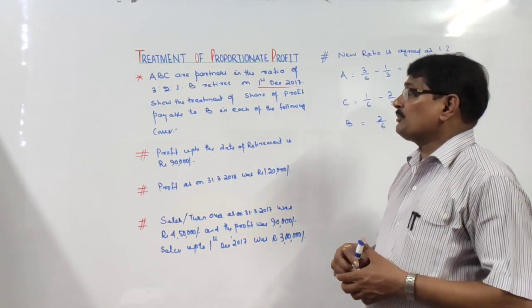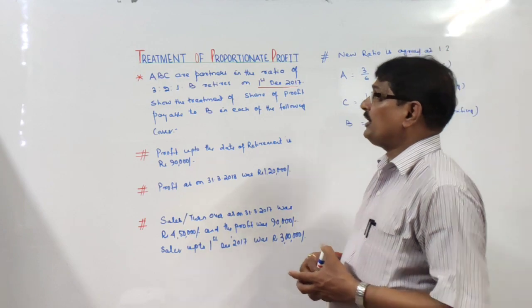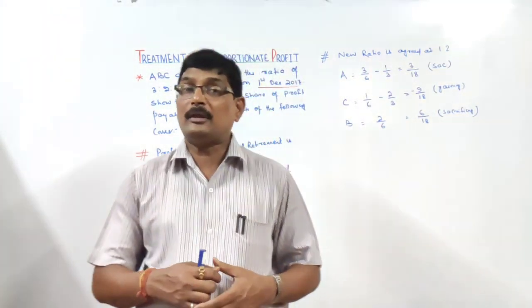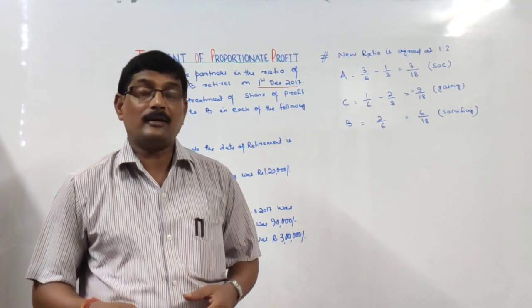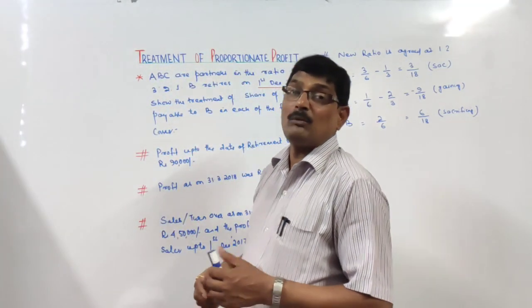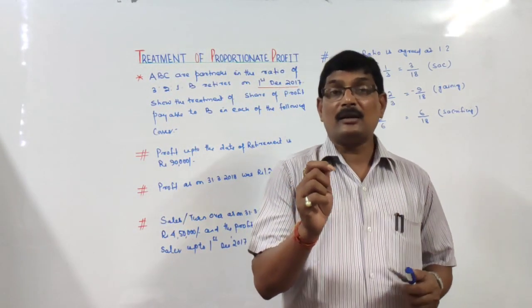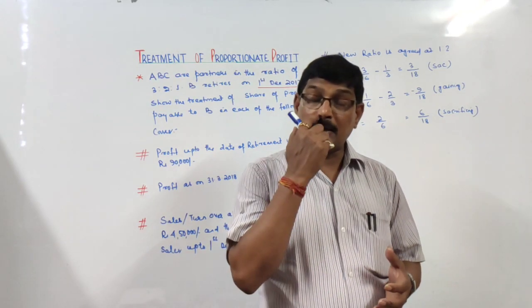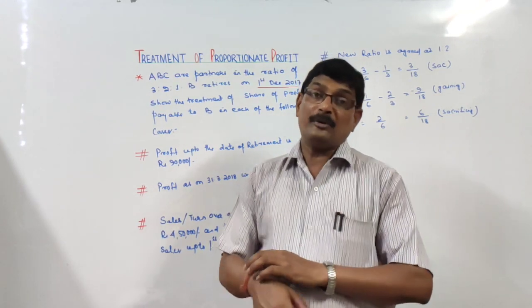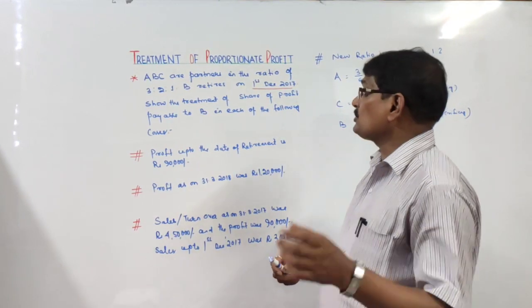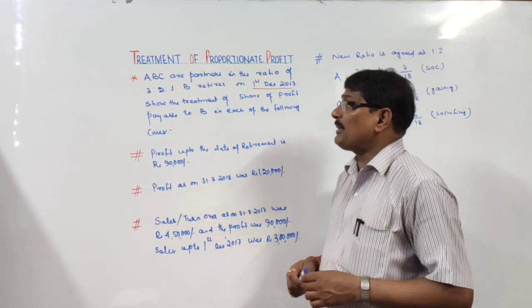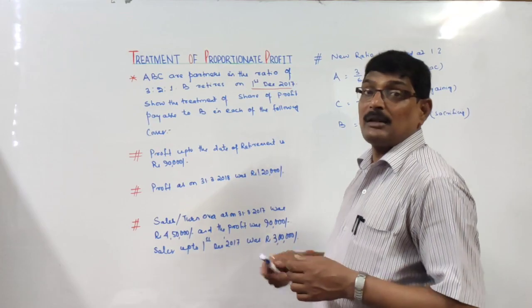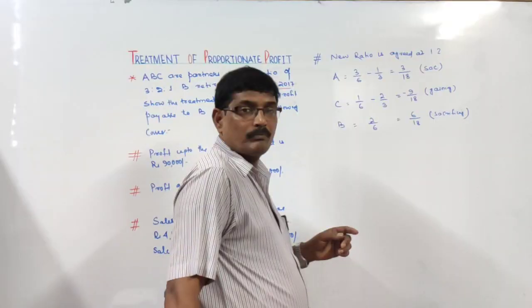In the first case, we have shown how it is to be treated when the profit sharing ratio between the old partners, the continuing partners, does not change. At that time, what has happened? The proportional profit has been credited to the retiring partner's capital account, and the debit was given to the profit or suspense account. Now, suppose the profit sharing ratio among the continuing partners changes. Now, as in this case, we have given.